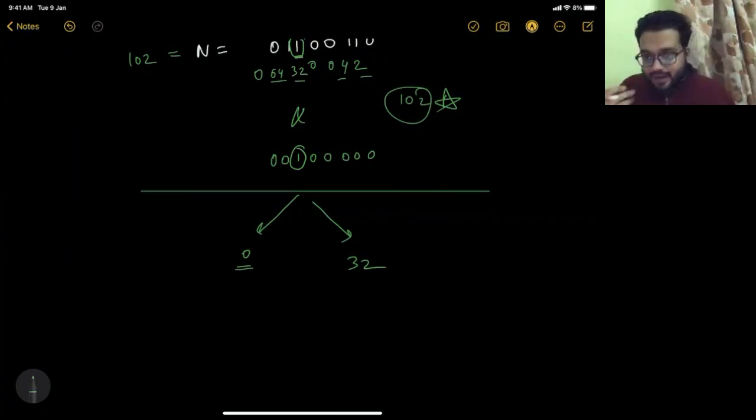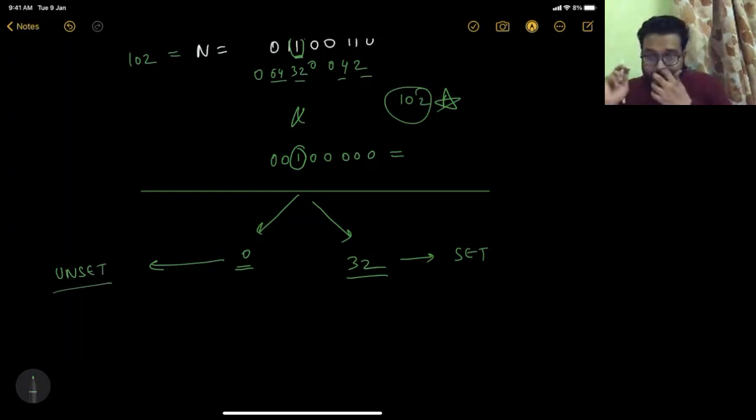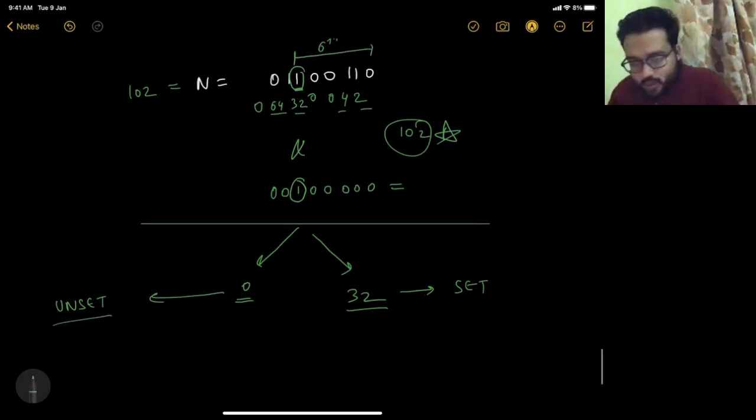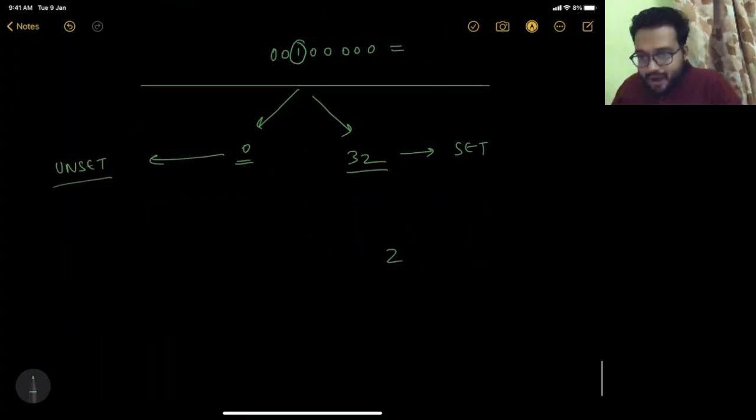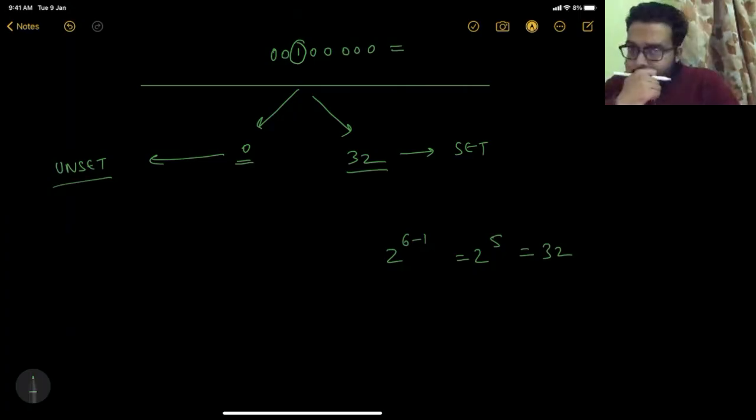If it comes out to be 32, you say that my bit was a set bit. If your answer comes out to be 0, you say my bit was an unset bit. Is everybody with me? So how did you figure out this 32? If somebody wants to figure out the sixth bit from the right, you will just do 2 power 6 minus 1, which gives you 2 power 5, which is nothing but 32. Isn't that correct? So how will you solve this question? You will take your n, write a bitwise AND, and then say 2 power k minus 1. This will give you your answer.